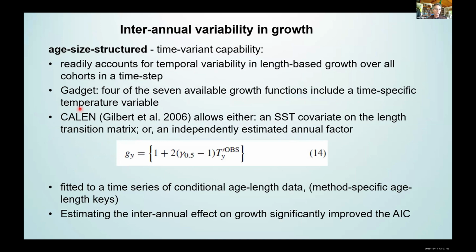With the age size structured model, it can readily account for time variant growth simply by applying a temporal variation to the length transition matrix. And I noticed that in Gadget, 4 of the 7 available growth options in the package do include a time-specific variable. For Kalin, what we did was to estimate a covariate in respect of the environmental sea surface temperature time series. This was fitted to the time series of conditional age length keys, which were method specific, and it was found to significantly improve the model fit.